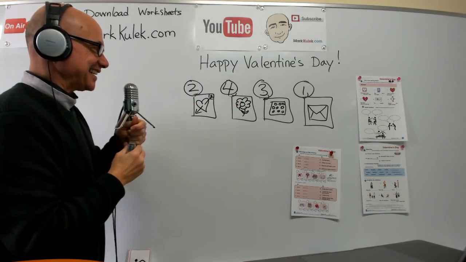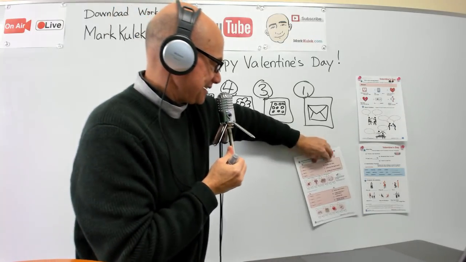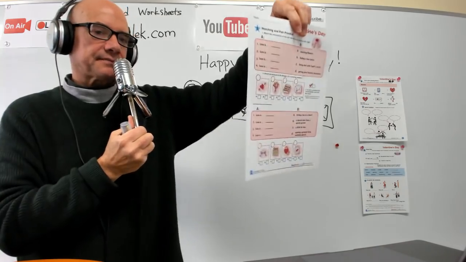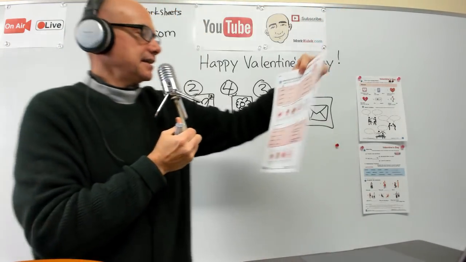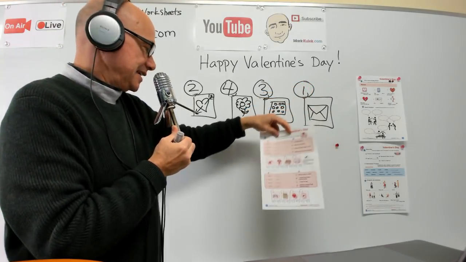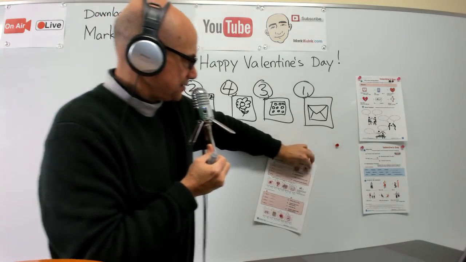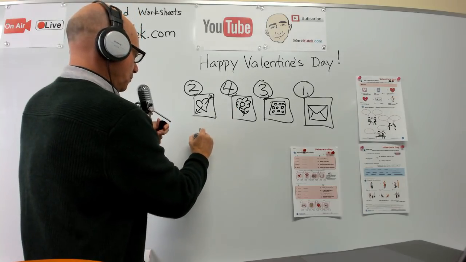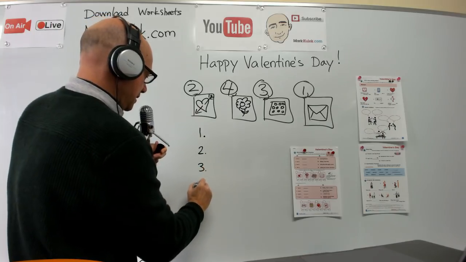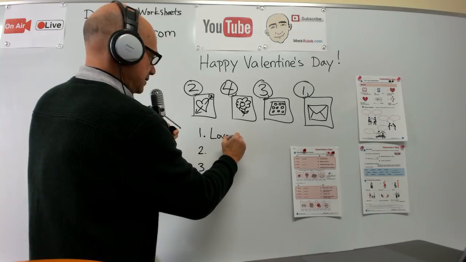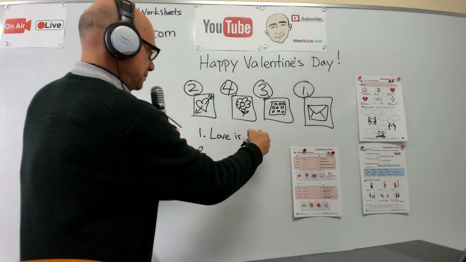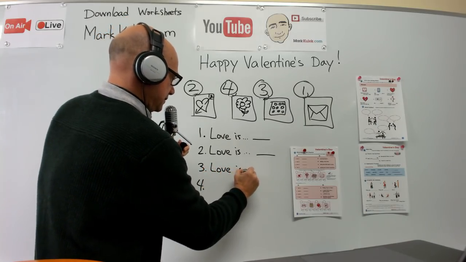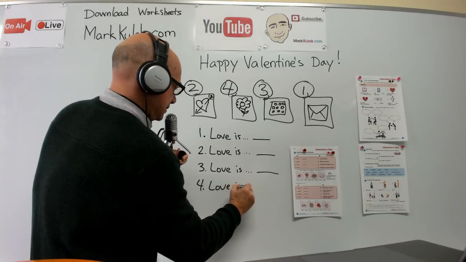Okay, good. Now we're ready for ABC. Okay, so we know here 1, 2, 3, 4. So now, is 1 A, B, C, or D? Okay, now free hand. Here we go. We have 1, 2, 3, 4, and here's love is, dot, dot, dot, and we have space for A, B, or C. 2, love is, dot, dot, dot.